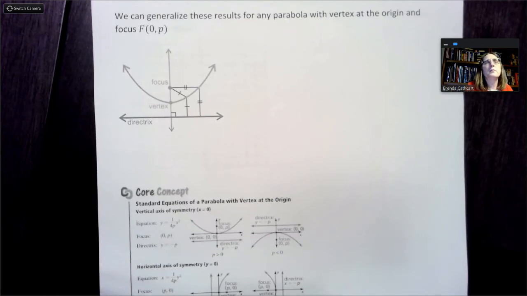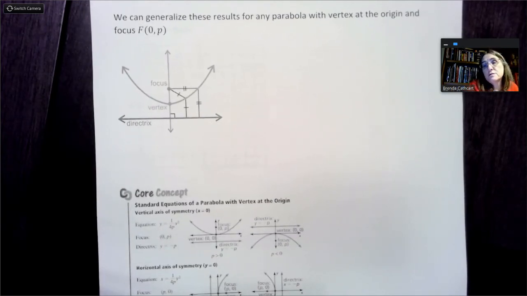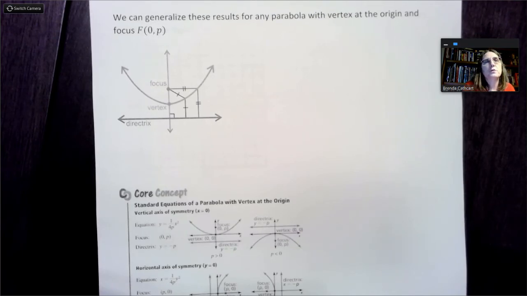Okay, in our next example, we want to generalize those results so we don't have to go through the distance formula all the time. If we can come up with a formula or a rule that happens every time, then we won't have to use the distance formula.